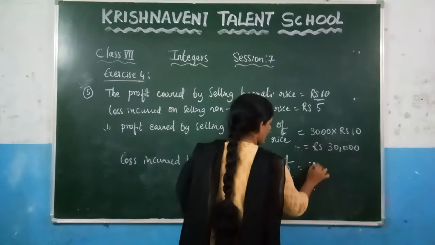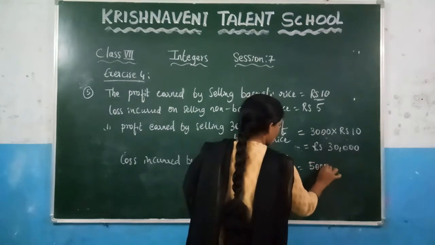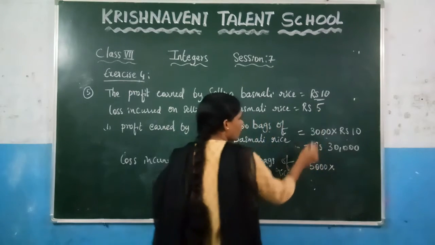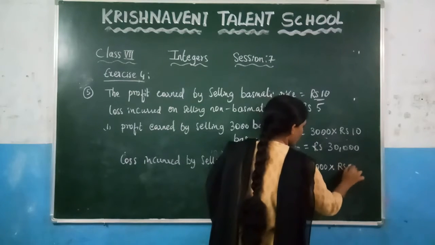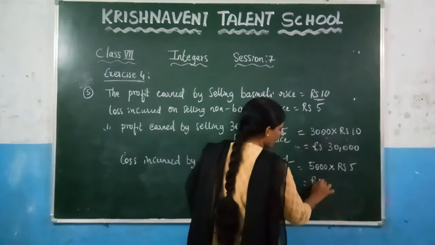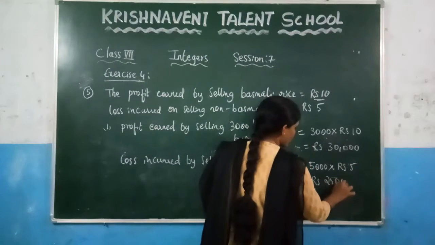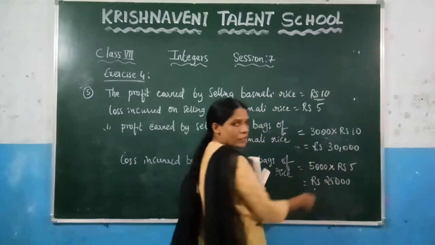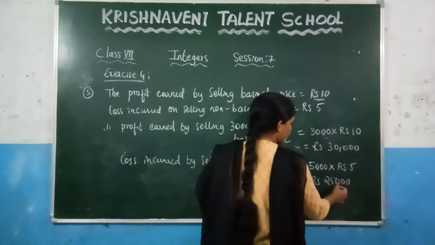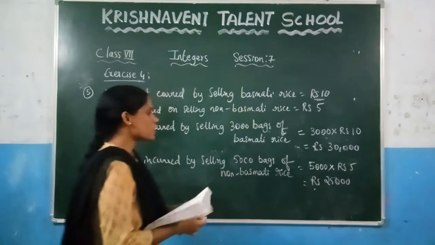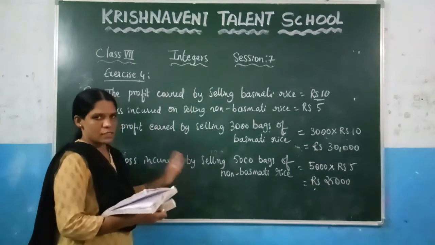So how many bags? 5000. And how much loss did he get per bag? 5 rupees. So the total loss will be 25,000, which is nothing but 5 into 5, 25. How many zeros are there? 3 zeros. So this is the profit and this is the loss.